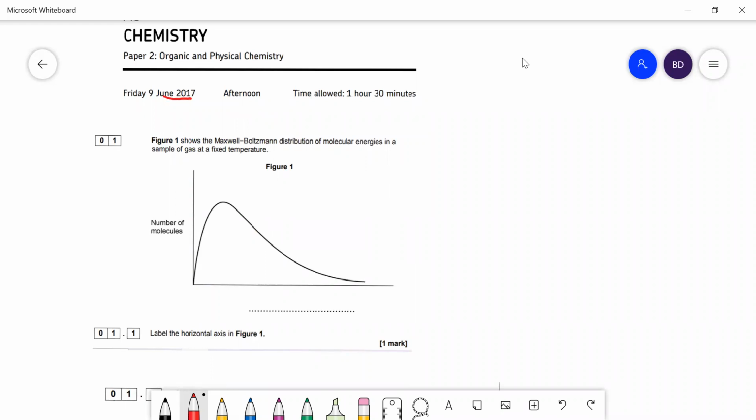Okay, so the first question is about the Maxwell-Boltzmann curve. Label the horizontal axis. Well, that should be energy, the energy that the particles have.